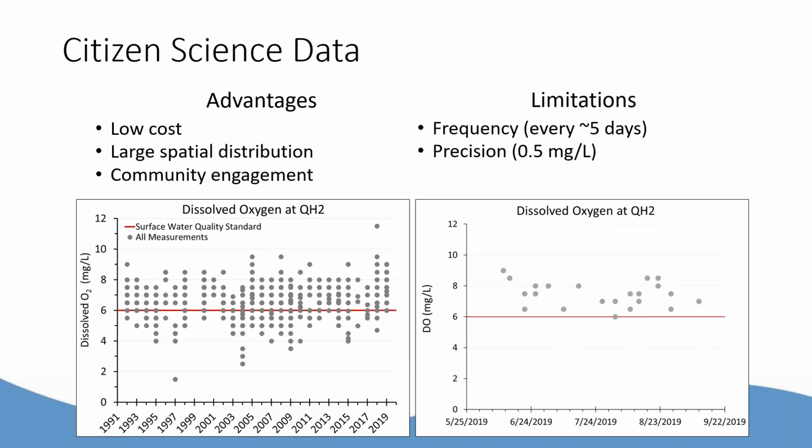Okay, and some of the advantages of our program are that it's low cost, so we have low cost supplies. We do have one staff member who oversees and manages the program, so it's not no cost, but it's relatively low cost. And we're able to get a large spatial distribution. So with our 160 volunteers, and you saw all the dots on that map, we can really get very large spatial distribution all around the watershed. And it's also during the same time window.